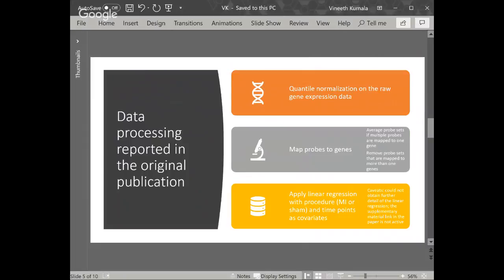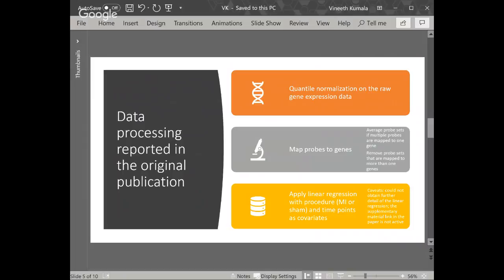So the data processing reported in the original publication is as follows: quantile normalization on the raw gene expression data, mapping probes to genes, and applying linear regression with procedure MI or a sham and time points as covariates. So quantile normalization is a technique for making two distributions identical in statistical properties.